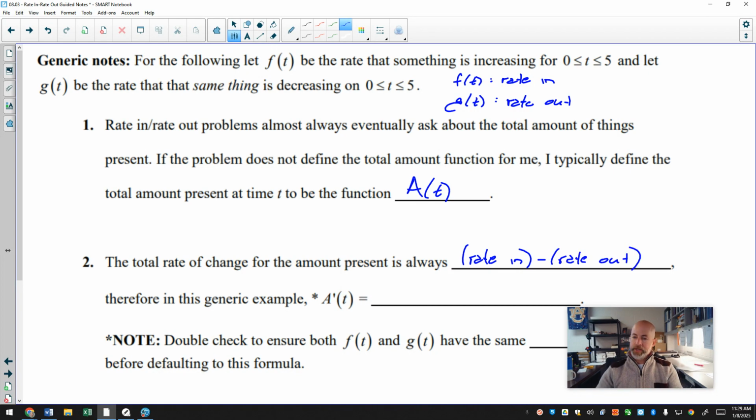So it's always rate in minus rate out. So in this generic example where F is the rate in and G is the rate out, then A prime of t would be the rate in, F of t, minus the rate out, G of t.